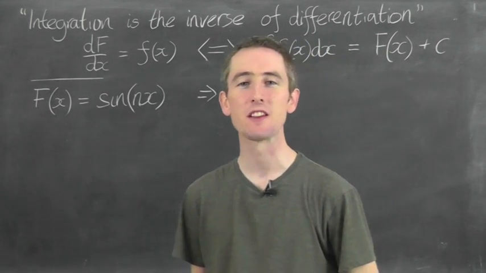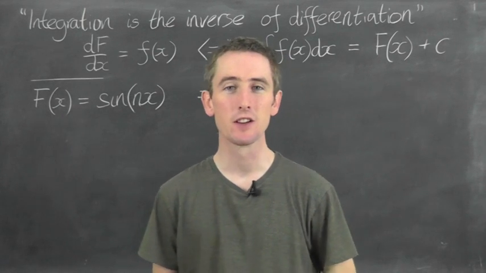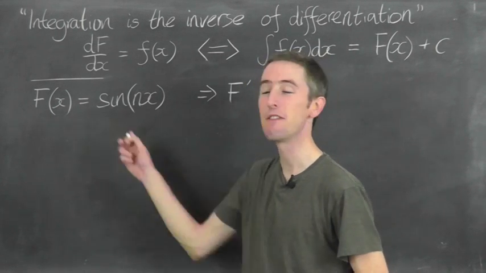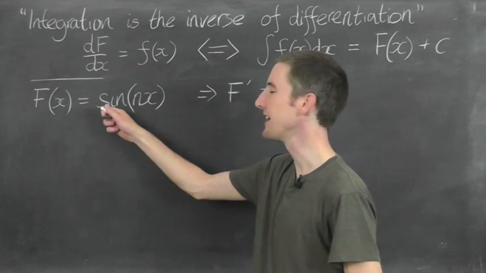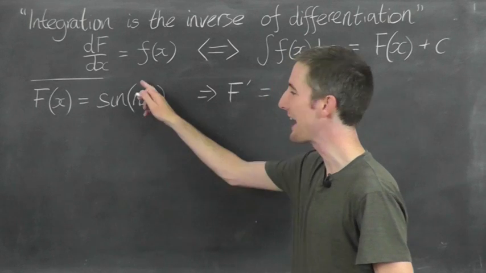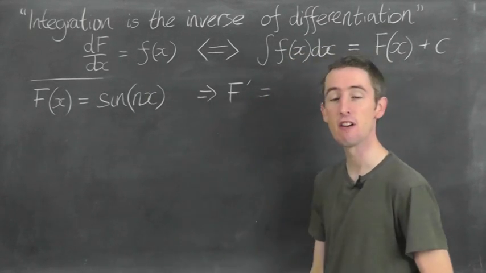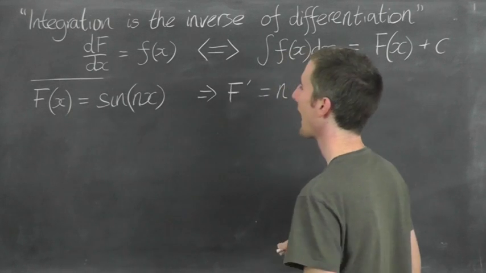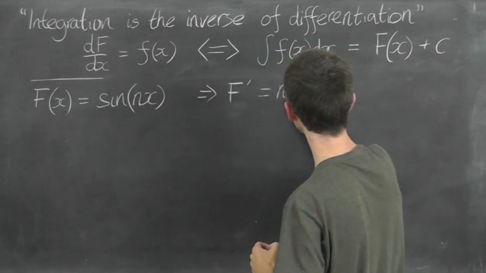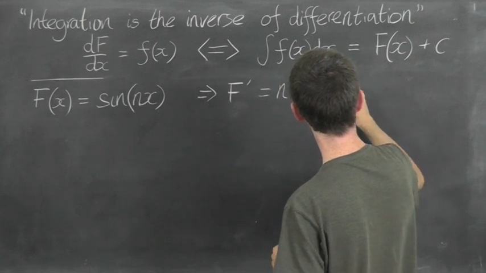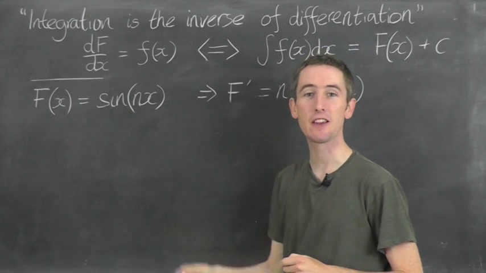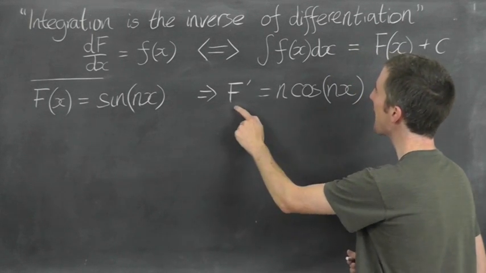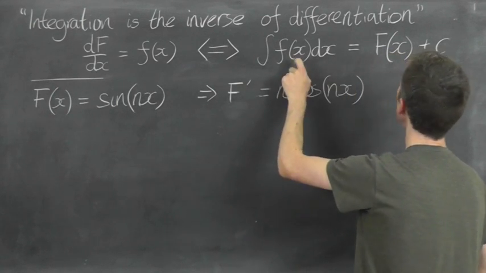Let's continue exploring this idea that integration is the inverse of differentiation. And this time we'll take a simple example where capital F is a trigonometric function, in this case sine of nx. Here n is just a constant, so I can calculate the derivative of f by bringing out the constant and then turning the sine into a cosine. And if you don't believe me, you can check this by using the chain rule we saw in the last clip.